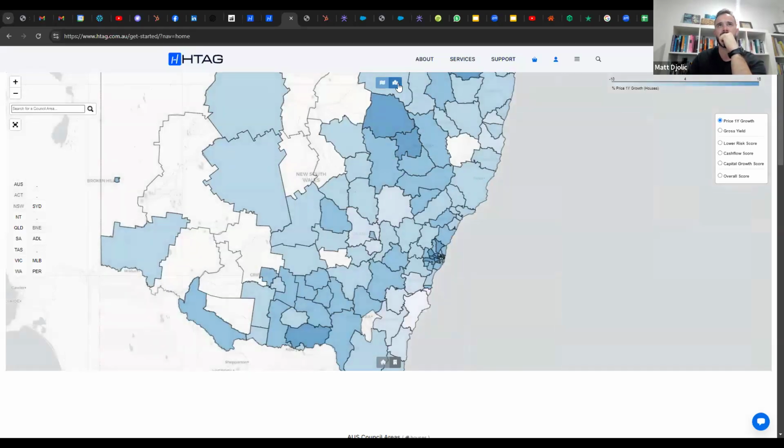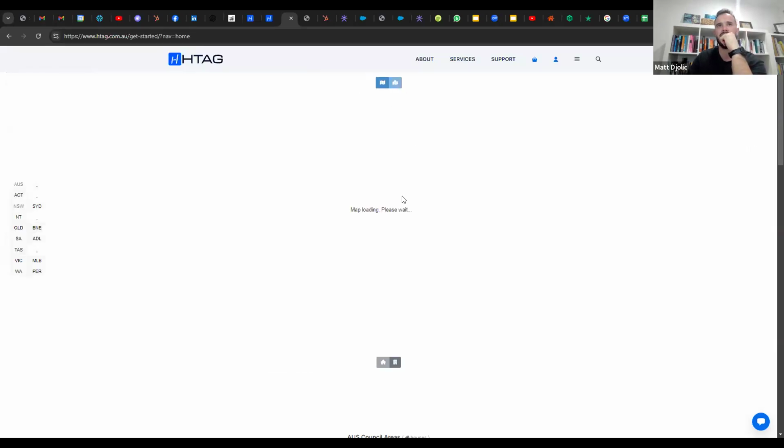You can go to New South Wales and then you can switch from suburbs to councils if you wish. And then you click on the actual suburb. It will give you snapshot information, and it's actually hyperlinked, so you can go and take it to the suburb. It's loading because I'm actually recording now, but yeah, it's going to take some time. I don't know why. That's fine.